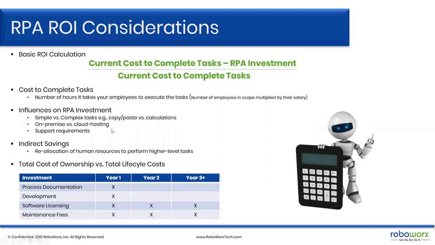Then you need to understand how much the robot's going to cost and what's going to be the investment. And it depends on a lot of things, many of which I've been talking about today. One is whether it's a simple task or a complex task. So I've been talking about that. If the robot is being asked to take 10 steps to complete an accounts payable transaction, that's pretty simple, right?